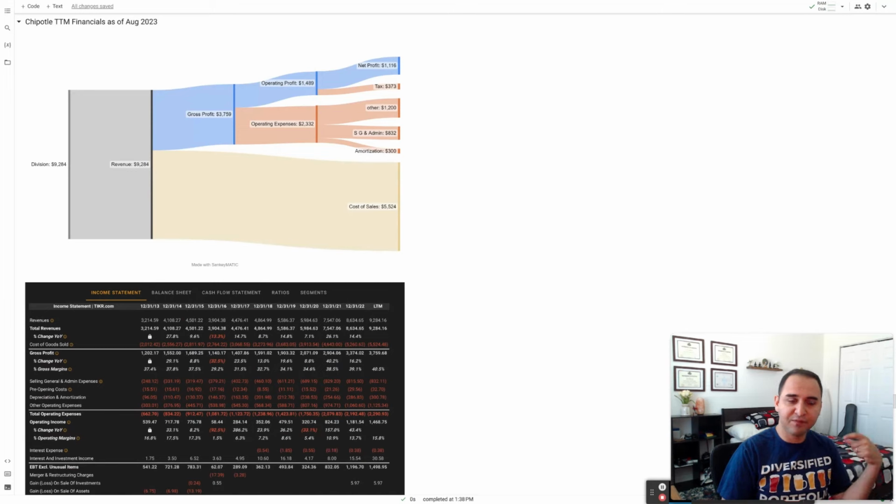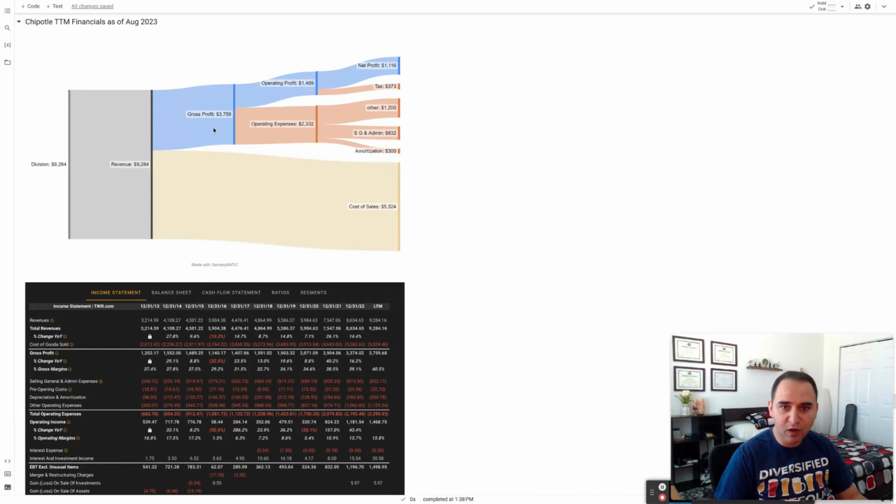So think of those 3,000 stores. They collectively generated 9.2 billion for the trailing 12 months, for the past 12 months. Out of that 9.2, well, they had to take care of their vendors, their suppliers, where they bought their tomato, their chicken, their steaks, and so on. So the cost of sales accounts for 5.5 billion. The rest of it we call in accounting gross profit.